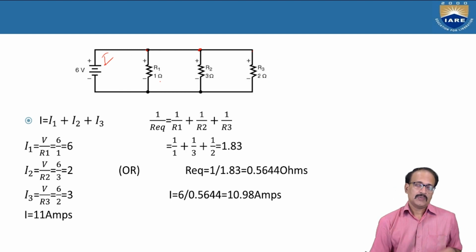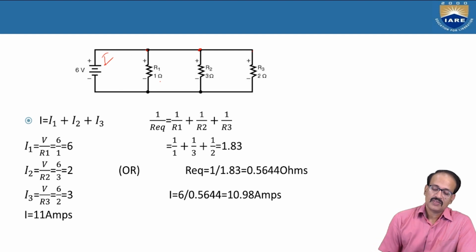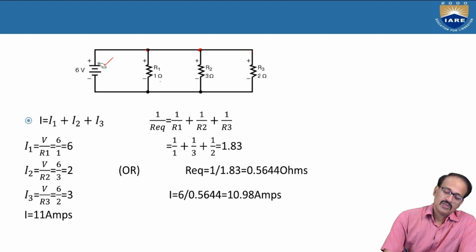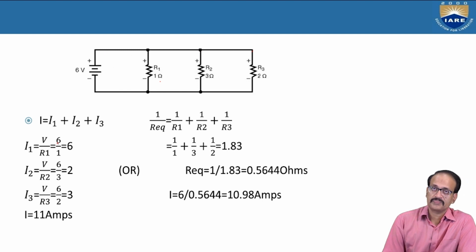So what I have to do is imagine that the current here is I, and the current went in R1 as I1, in R2 as I2, and in R3 as I3. According to that, I will write I is equal to I1 plus I2 plus I3. So only three resistances, three currents.